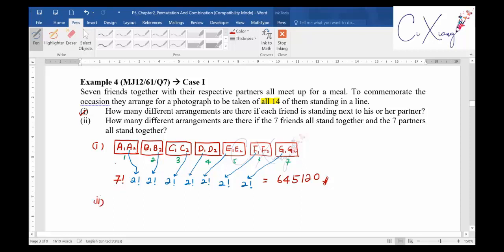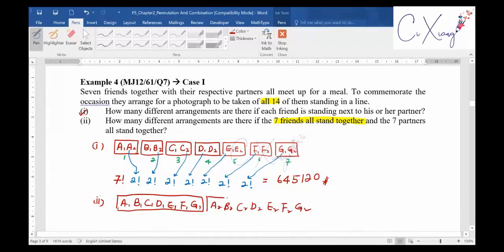All right. Then part number 2. How many different arrangements are there if the 7 friends all stand together and the partners all stand together? Again, now they try to arrange in this way. They want all the friends to be together. Just like I told you, the number 1s are all the friends: A1, B1, C1, D1, E1, F1, and G1. So all these are in one group, all the friends in one group. And then you have A2, B2, C2, D2, E2, F2, G2. Again, this is another group which is formed by their partners.